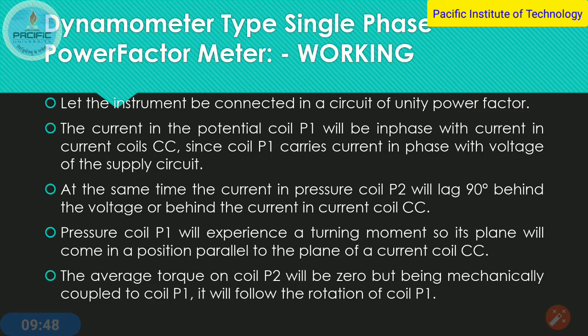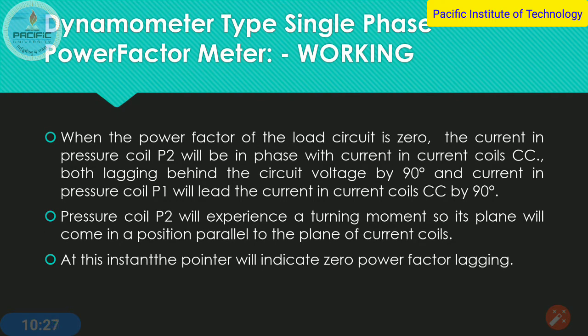Now the pressure coil P1 will experience a turning moment. Why? Because of the current flowing in the pressure coil P1, it will experience a turning moment, and it will try to align itself in the position parallel to the plane of the current coil CC. And the torque produced in the pressure coil P2 will be zero. But as the pressure coil P2 is connected mechanically to the pressure coil P1, it will also follow the rotation of pressure coil P1. Right? So P1 will align itself in the position of unity power factor.